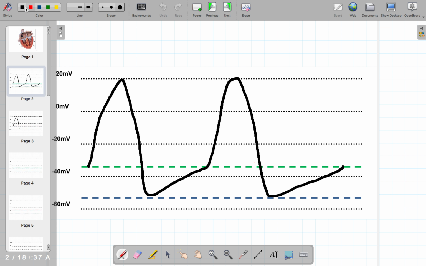Welcome to our third lecture that talks about the currents in pacemaker cells. This lecture is going to focus on how we slow down or speed up pacemaker cells.